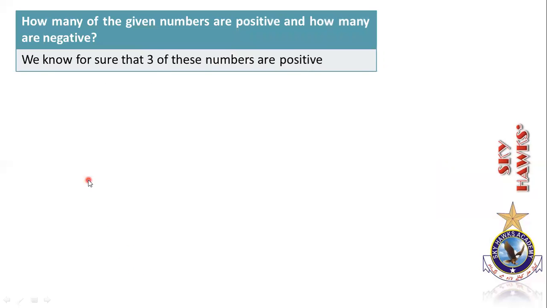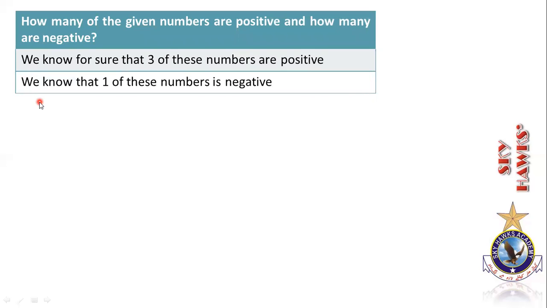Now the next step is, please read from here. Okay. How many of the given numbers are positive and how many are negative? We know for sure that three of these numbers are positive, because the set is given and we can see it. We also know that one of these numbers is negative. Okay, minus 8 is given.